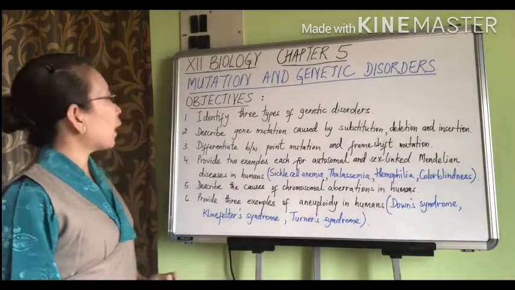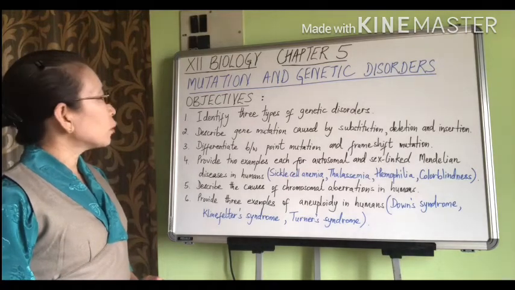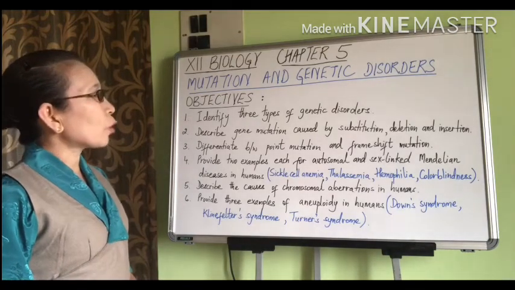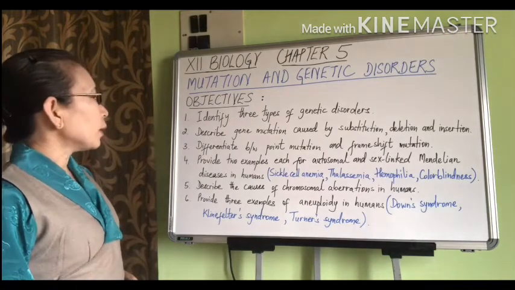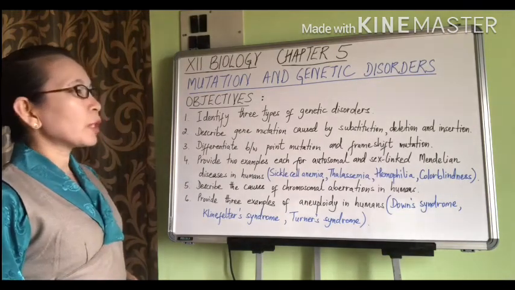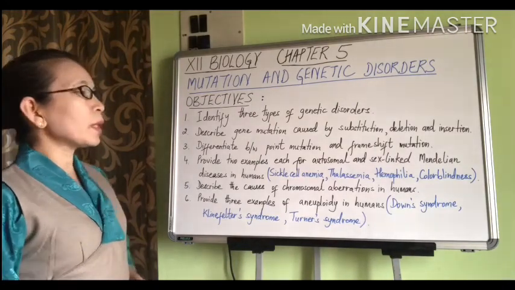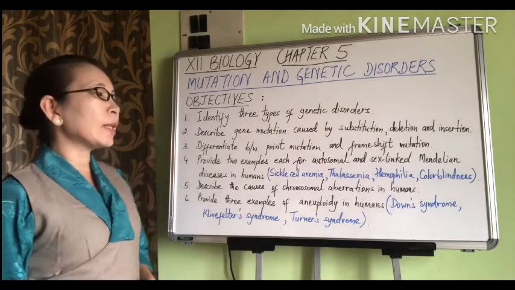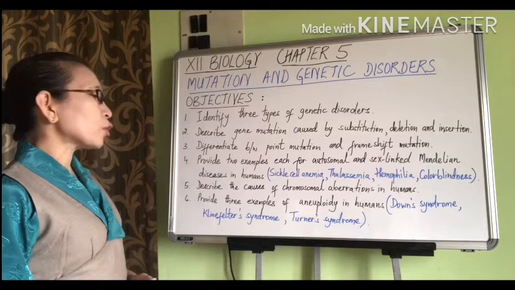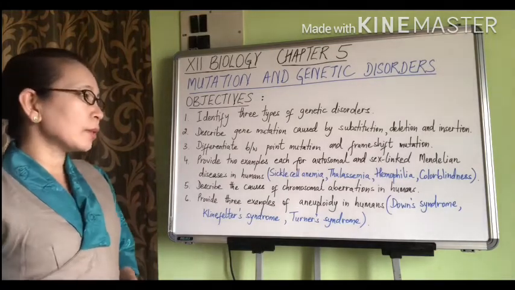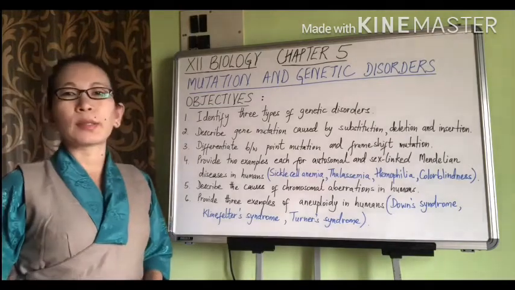The learning goals are: 1. Identify 3 types of genetic disorders. 2. Describe gene mutation caused by substitution, deletion and insertion. 3. Differentiate between point mutation and frameshift mutation. 4. Provide 2 examples each for autosomal and sex-linked Mendelian diseases in humans. 5. Describe the causes of chromosomal aberrations in humans. And 6. Provide 3 examples of aneuploidy in humans.